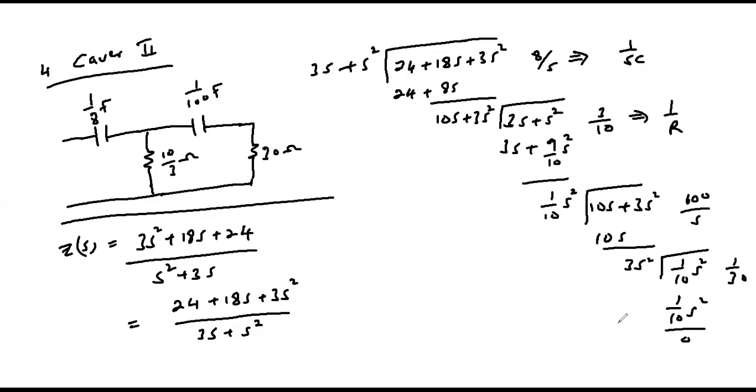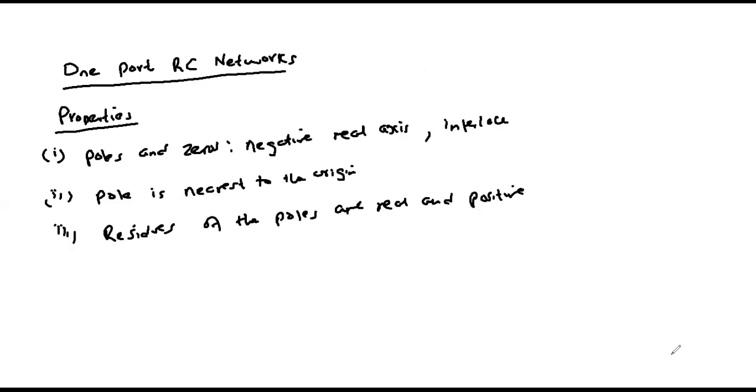And those are the 4 forms of implementation of RC networks: the Foster series, Foster parallel, Cauer, and Cauer. In all of them, we need to check for the properties of RC networks, and we said that the 3 properties are the poles and zeros all lie on the negative real axis and interlace. The pole is nearest to the origin and a zero is closest to infinity. And then number 3, all the residues of the poles must be real and positive. If those properties are met, any transfer function is implementable using one-port RC networks.